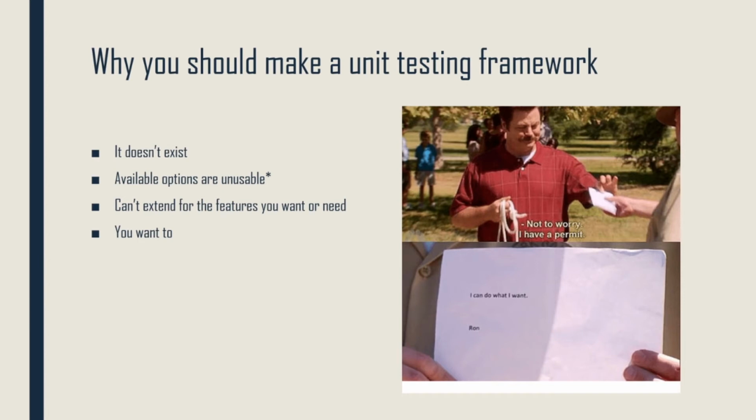So that's one. Another one, maybe there are options available, but they're all unusable. And unusable is a bit subjective. For example, maybe the maintainer hasn't updated it and it's not compatible with your version anymore. Maybe there's a lot of bug reports against it. Maybe it doesn't have the features you need, or it goes against your coding standards. There's a lot of reasons why you would determine something's unusable, but that's another reason.